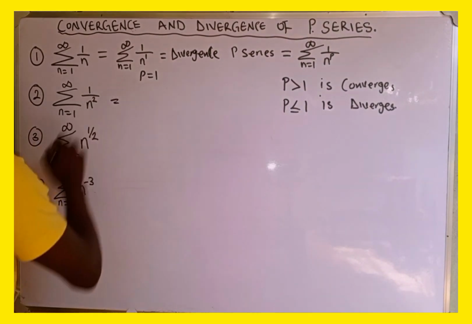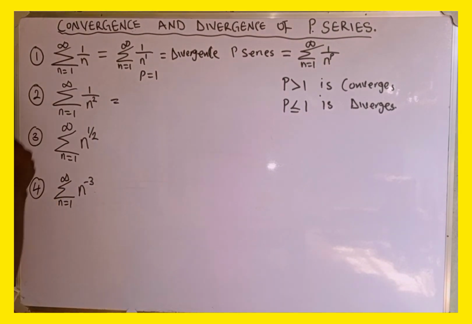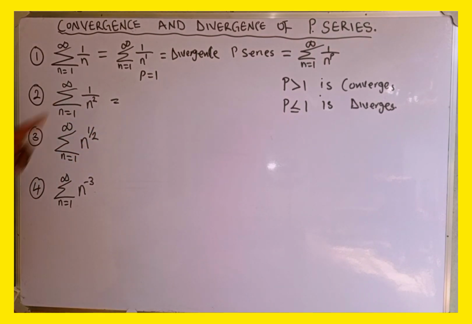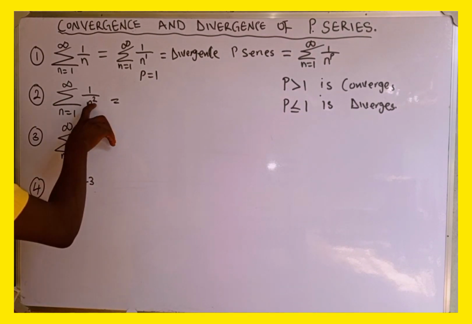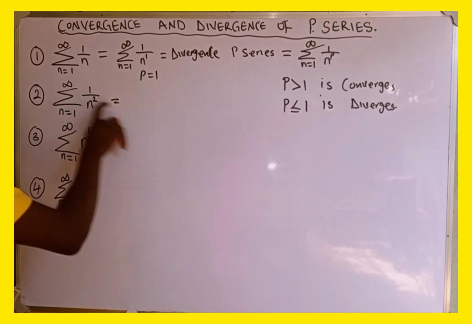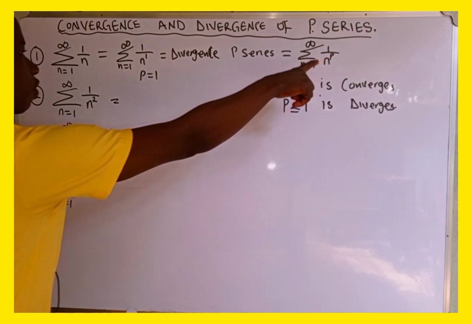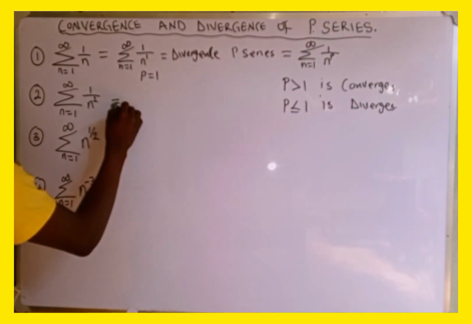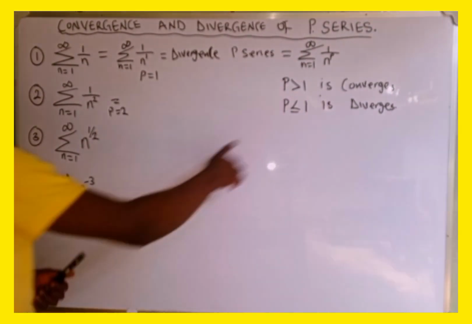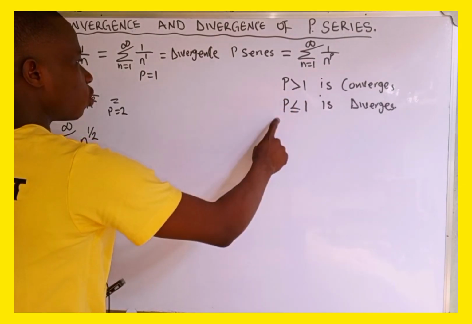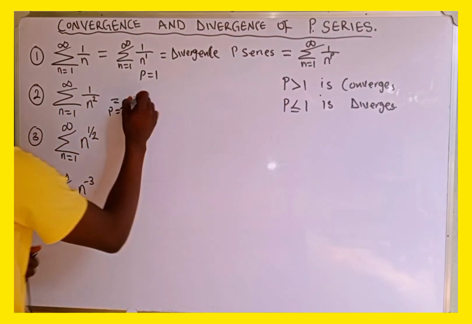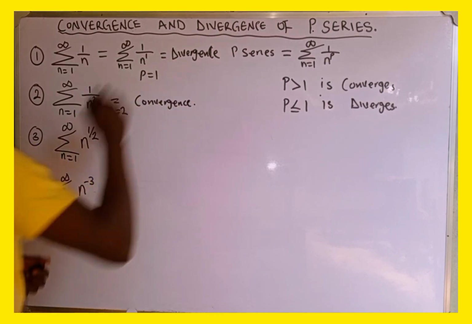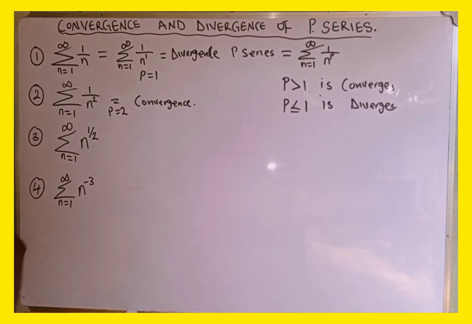So let us look at number 2. We have the series 1 over n to the power of 2 as n ranges from 1 to infinity. Here also, the power of n is 2. I will say n is raised to the power of p from the series formula. Therefore, the value of p is equal to 2, and 2 is greater than 1. Therefore, from this condition, this series is a convergent series. The series converges.